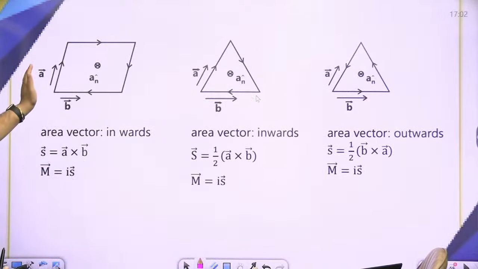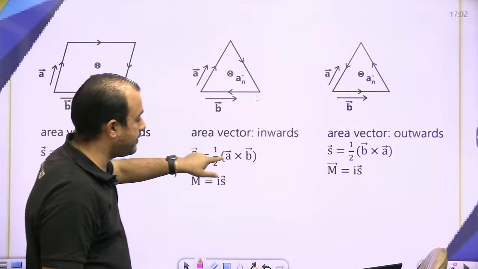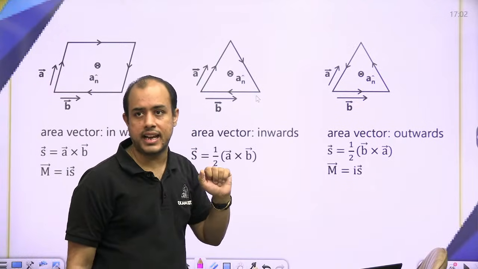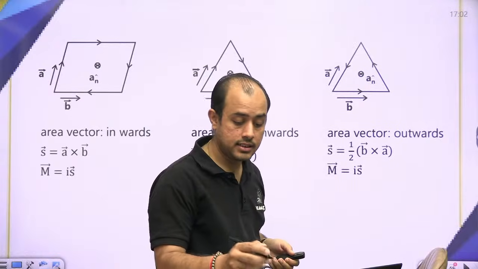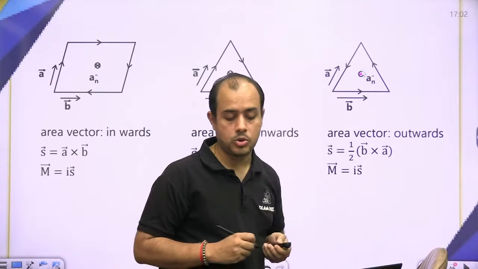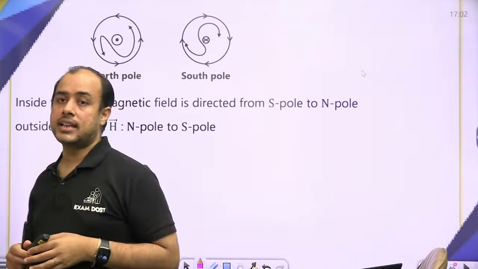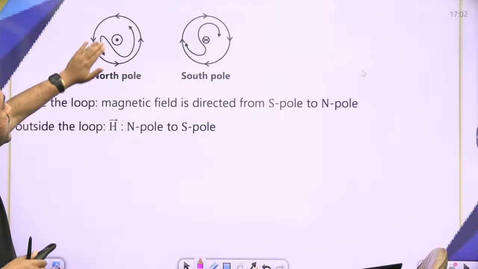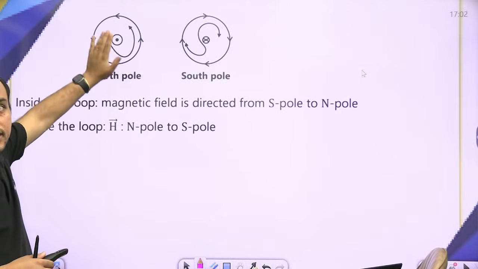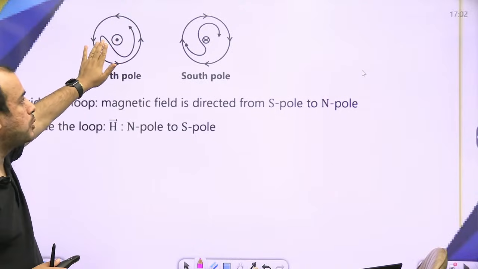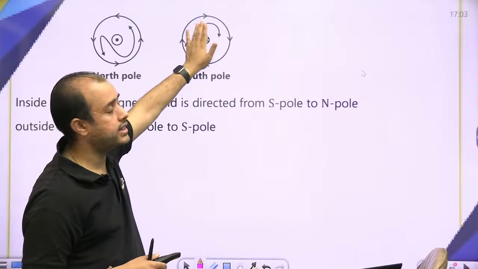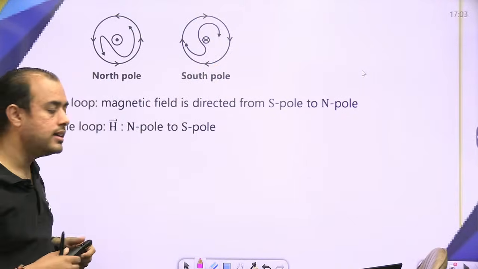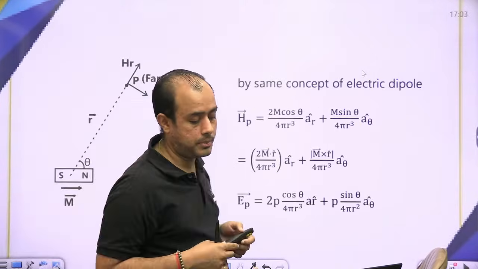So here if it is clockwise, area vector will be A cross B. Clockwise, area vector will be half A cross B. It is a triangle. Anti-clockwise, half A cross B but outwards. Now beta, when a coil is carrying an anti-clockwise current, you can imagine that a north pole is being formed. When a coil is carrying clockwise current, we can imagine a south pole is being formed.